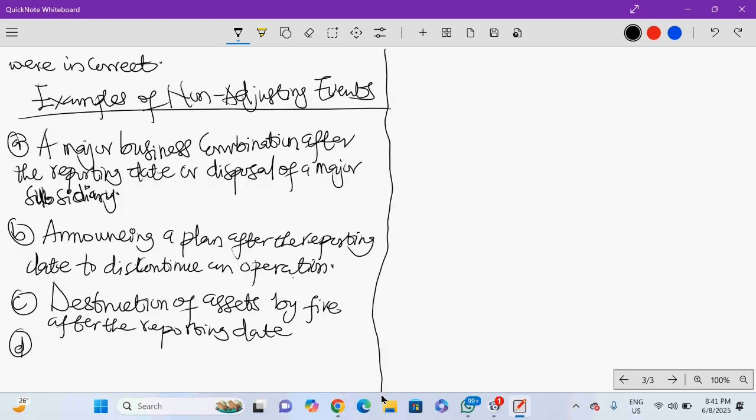And also we can talk of changes in the foreign exchange. Let's say after 31st December, the exchange rate was 8 cedis, and now the exchange rate is 12 cedis. You cannot make an adjustment to the previous 8 cedis in the financial statement. That is a non-adjusting event. So, large changes after the reporting date in the foreign exchange.